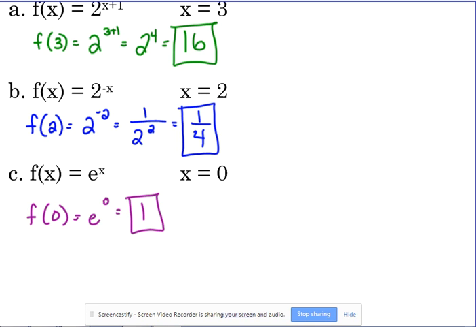I feel like there was something else I was going to say about that. Oh, 0 to the 0, though, we don't know what that is. Okay? We don't know what 0 to the 0 is. It's something called an indeterminate form. Just as a little side note.